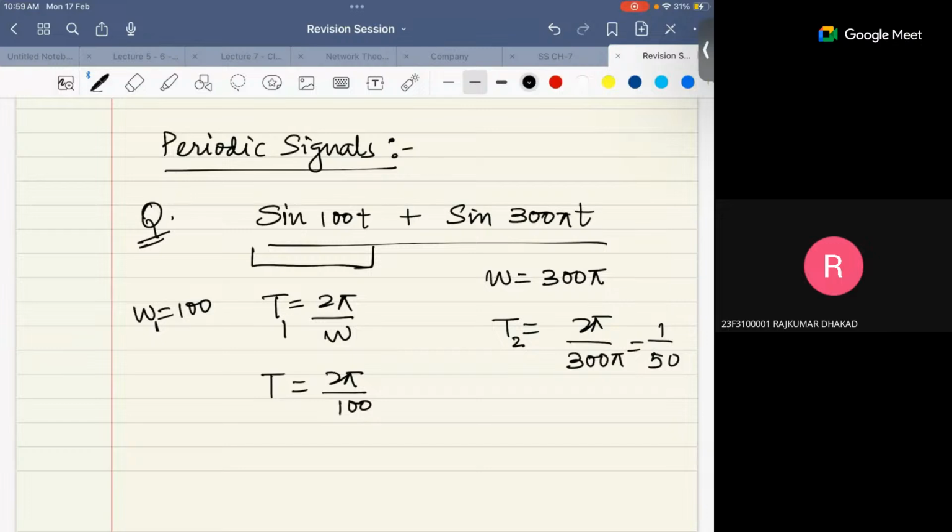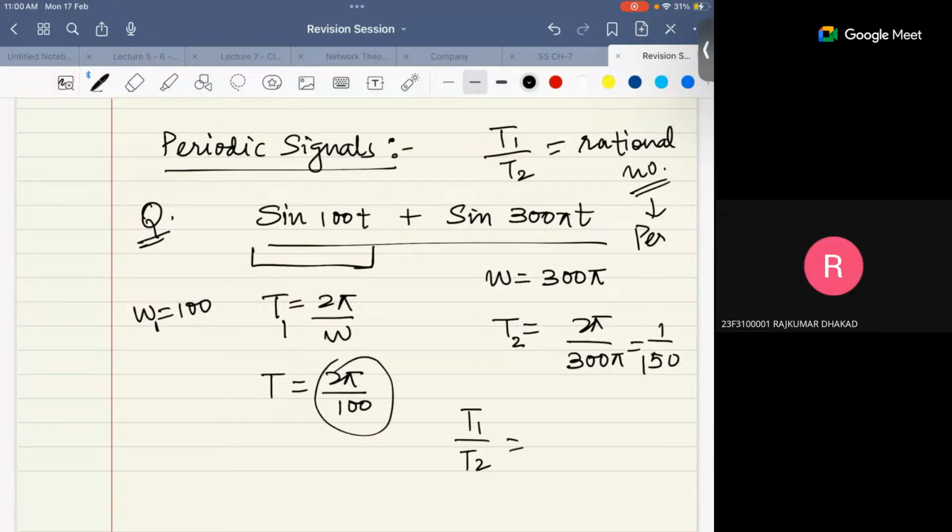You already know that for any given signal, T1 upon T2, and if you have more signals, you can take the ratio for those cases. This one must be 1/50. Yes, this is 1/50. So this ratio must be rational; then only it is periodic. For our case, T1 upon T2 comes in the form of some pi value that is not rational. So that's why it's not a periodic signal.